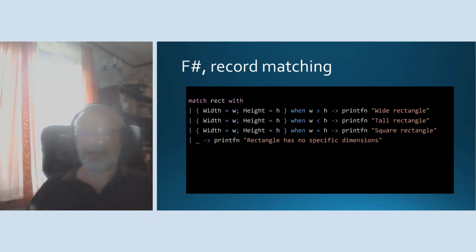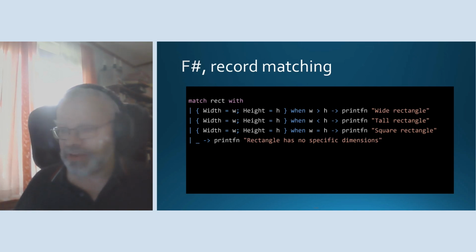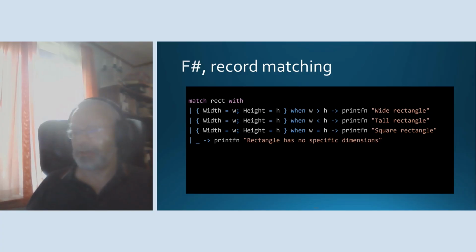And we can do the exact same thing in F#. We match on the rect. We have its width and height. And we use when here instead of if, but it's the same thing. Width larger than height, we have a wide rectangle. If width is less than height, then it's a tall. If they're equal, then it's a square. And we also have to do the fourth case when none is true and say we don't know what this is. So a record can match a lot of things. It's quite powerful, actually.